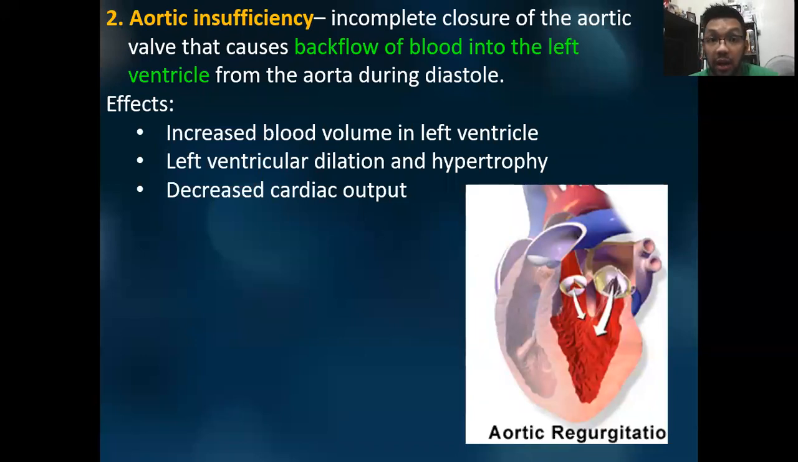Next, we have aortic insufficiency. There's an incomplete closure of the aortic valve, causing backflow of blood into the left ventricle from the aorta during diastole. So since the valve is incompletely closed, the tendency is for blood to go back into the left ventricle. Again, anything that goes back into the left ventricle will cause an increase of blood volume, leading to dilation and hypertrophy of the left ventricle. Again, there will be a decrease in the cardiac output.